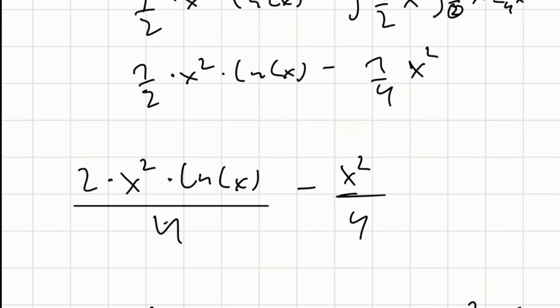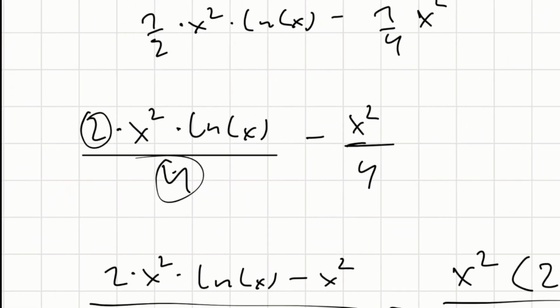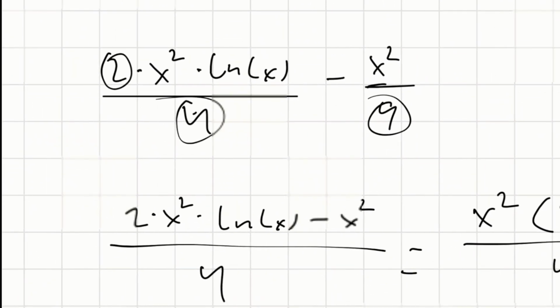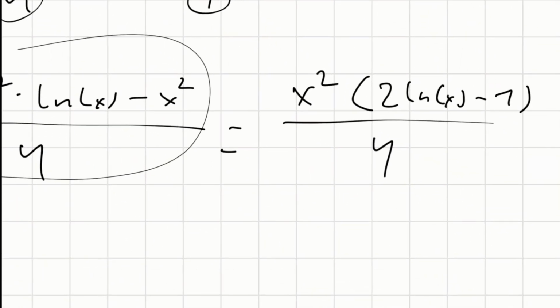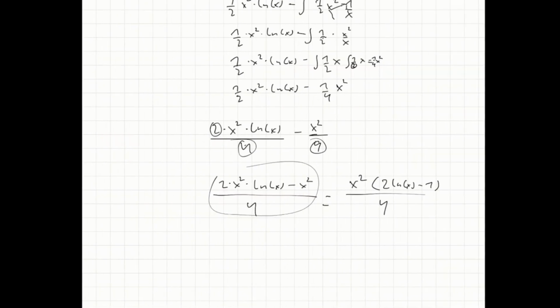You do the same trick like before, you multiply this with 2, so you get an equal fraction, not an equal fraction, but you know. So you can subtract this fraction by this fraction, you write this in this, and then you just factor out the x squared, and what you get is this. Quite simple, right?